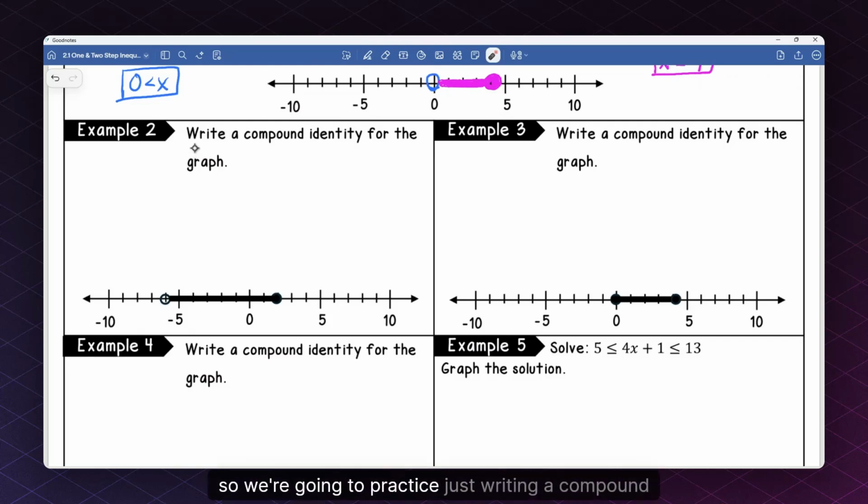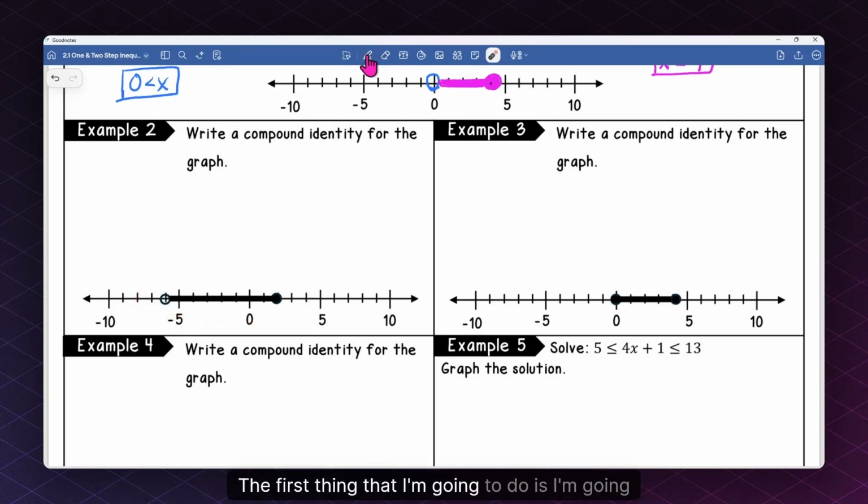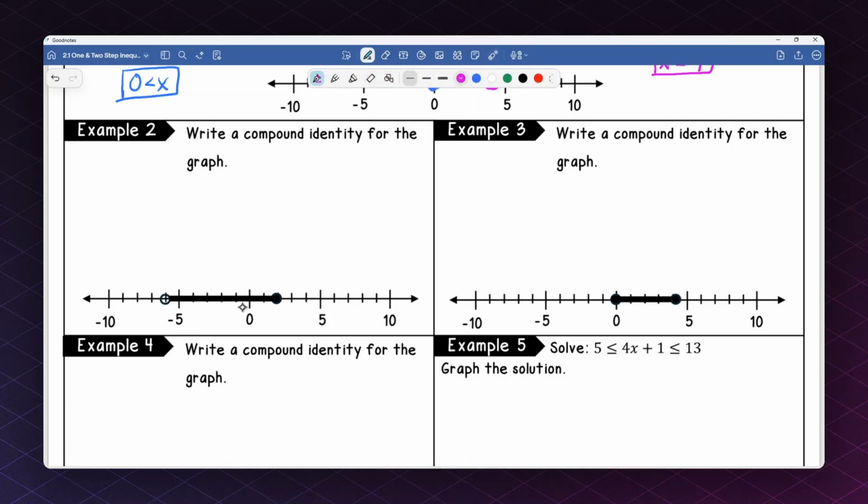Okay, so we're going to practice just writing a compound inequality for the graph. So if we have this here, what on earth is this telling me? The first thing that I'm going to do is think about this area in the middle, and I'm just going to go ahead and write x there. And then the next thing I'm going to do is look at what is this number over here on the left. I can see it's -6. And then I'm going to look over here, and what's this number on the right? I can see it's 2.